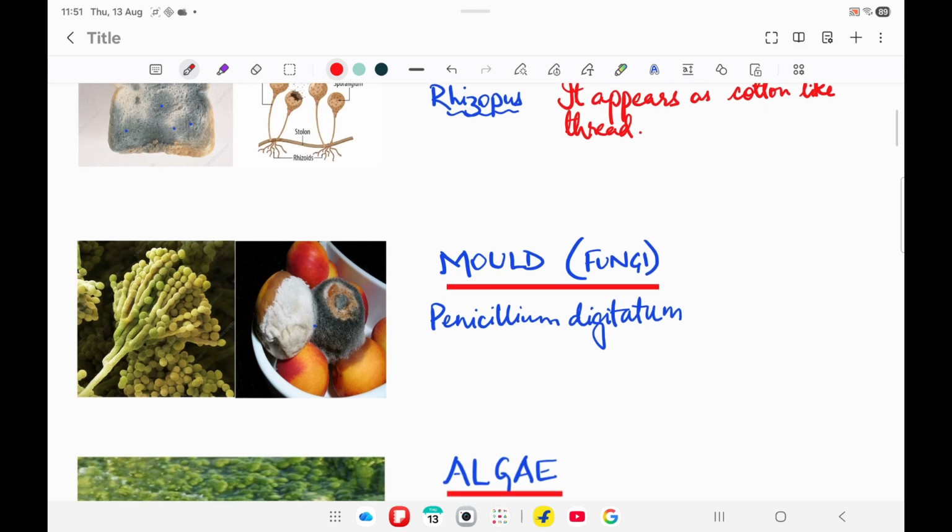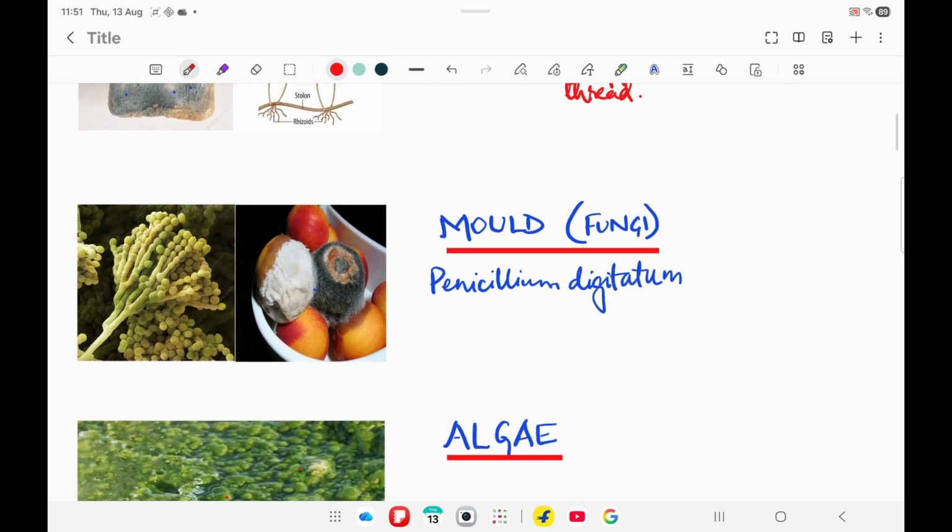The next one is the mold. First we talked about bread mold, now we are talking about mold. Molds are fungi that grow on damp food, leaves, wood and other material. They usually appear as fuzzy or powdery growth. It can be of different colors. Now molds reproduce by producing tiny structures called spores.